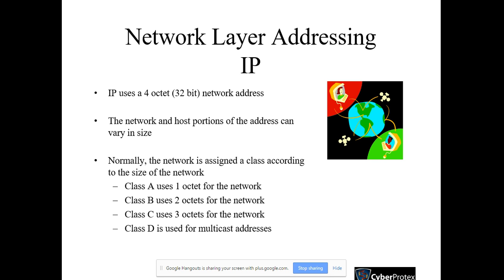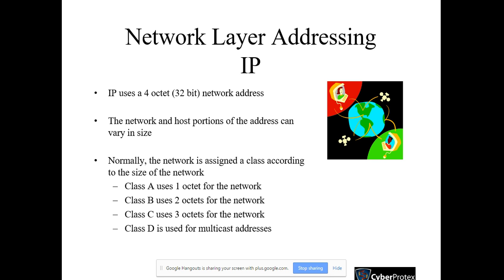For a Class B address, it uses the first two octets as the network ID and the last two octets as the host ID. That default subnet mask is 255.255.0.0. Class C is the first three octets are the network ID, and the last octet is the host ID. So the default subnet mask for that is 255.255.255.0.